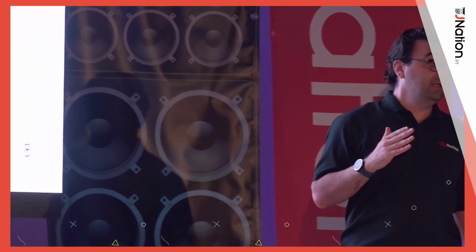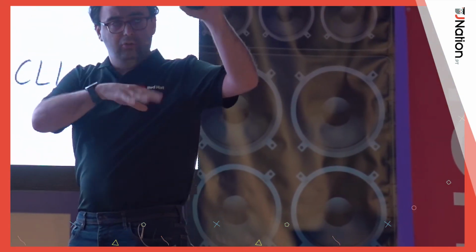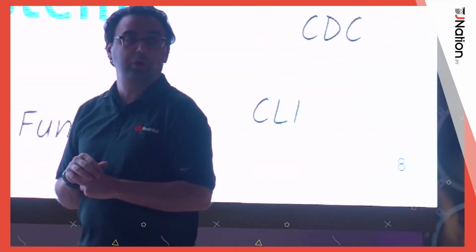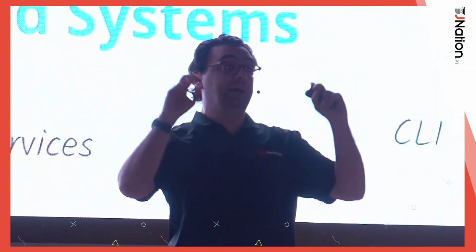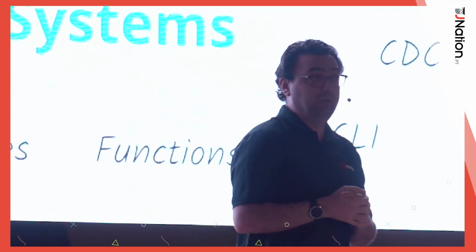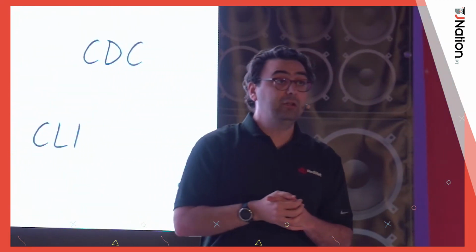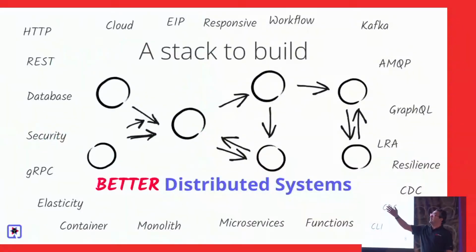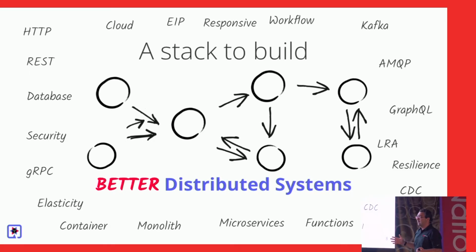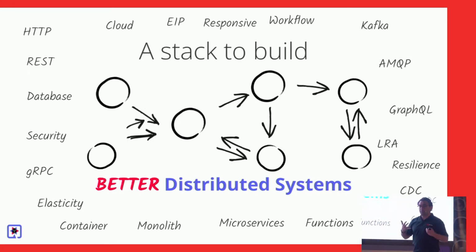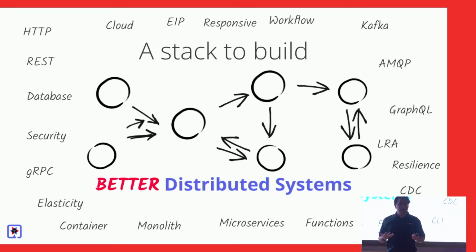So what does that mean? That means that when you think about that, you don't only need an HTTP server somewhere that exposes a REST API, which is sometimes just an HTTP API, absolutely not REST. You need a lot more than this. You need database access, you need clouds, you need workflow, you need messaging, and so on. And our goal is to provide a stack that lets you build better distributed systems.